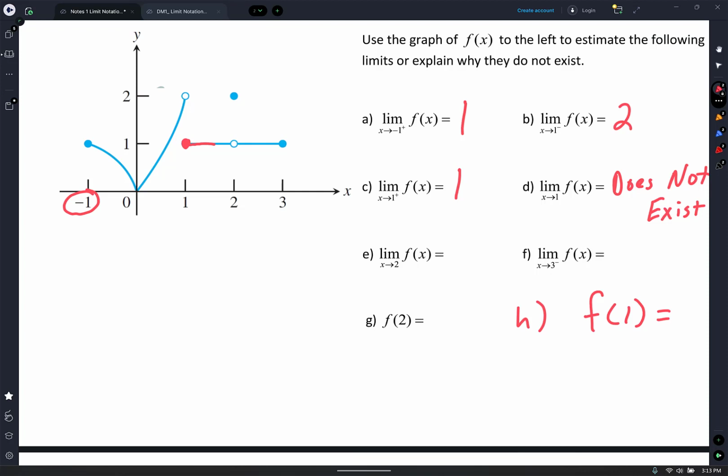Limit as x approaches 2. What do you guys think it is? 1? Yeah, it is. It's 1. Good job. If I approach 2 from the left-hand side, we're looking at the y value. What is it approaching? The y value is 1. It's always 1. If I approach 2 from the right-hand side, go from the right of 2, it's still 1. Do you guys see that?